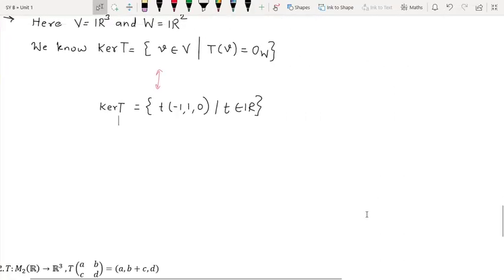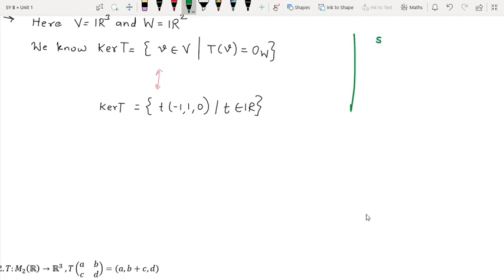In order to find the dimension of kernel of T, finding nullity means we have to find the dimension of kernel of T. But finding the dimension of kernel of T means we have to find a basis of kernel of T, because dimension is nothing but the number of vectors in the basis set. So in order to find the basis, we are supposed to recall the definition of basis first of all.